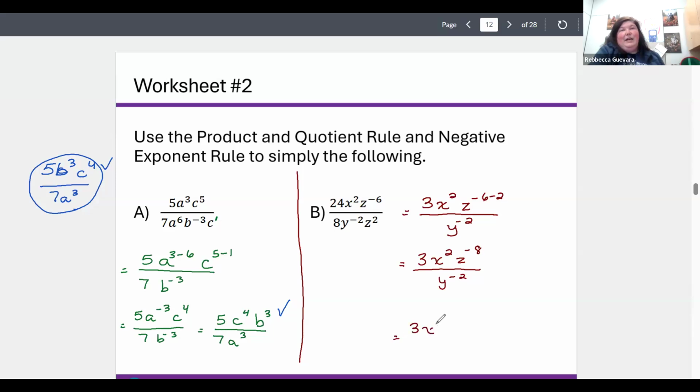So that's going to be 3 x squared. This y has the negative exponent, so I can stick that on top so that -2 turns to +2. That z got a negative exponent, so if I stick it on the bottom, I can change that to z to a +8.